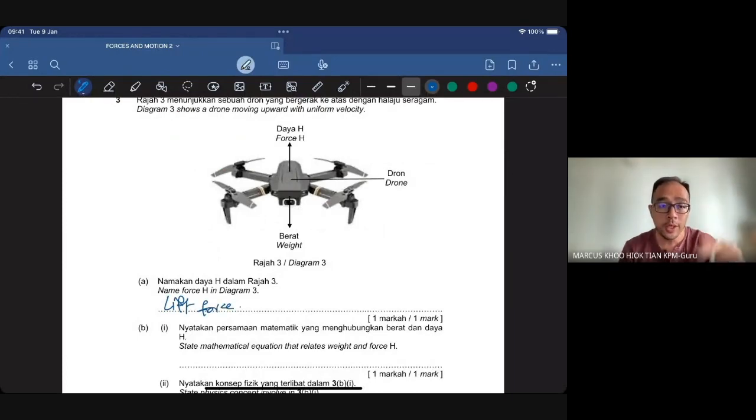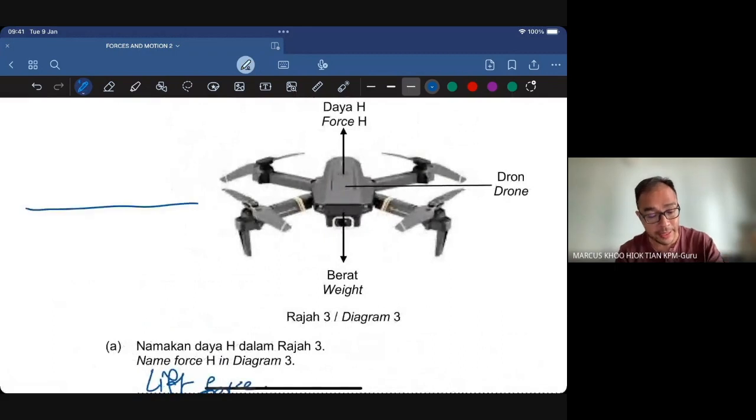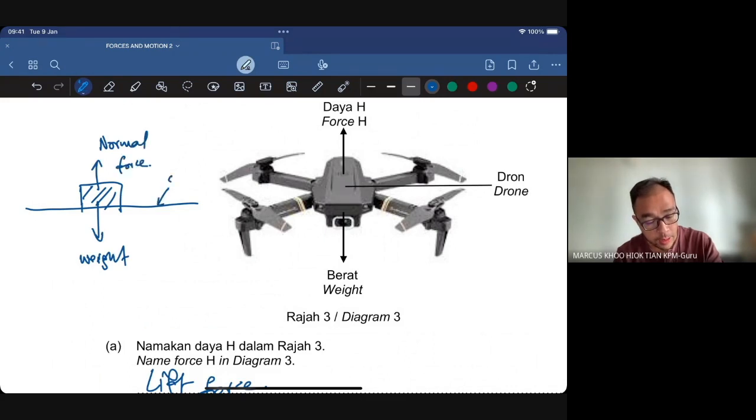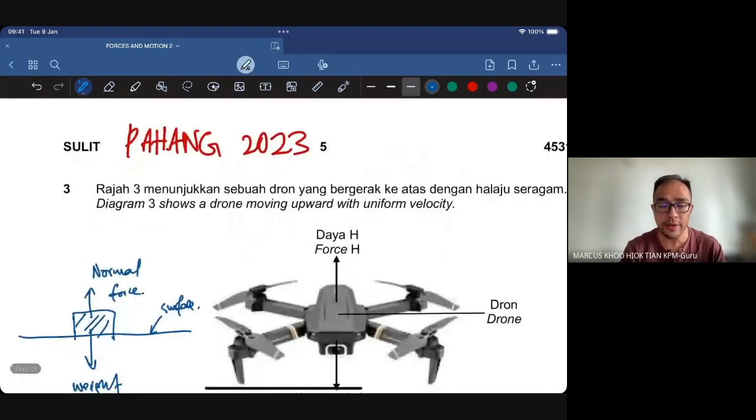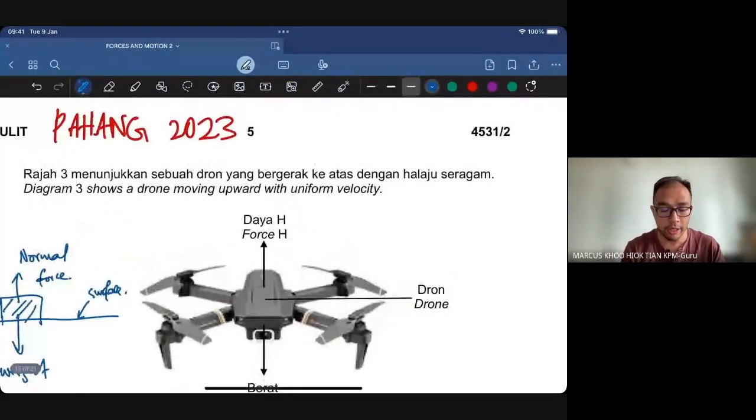What you don't want to answer is a normal force, because normal force means there must be a surface. For example, an object like this: the force downwards is the weight, and the force opposite the weight is a normal force. But normal force must have a surface. In this case, the drone is hanging in mid-air. There's no surface involved there. So once again, it's a lift force generated by the drone.